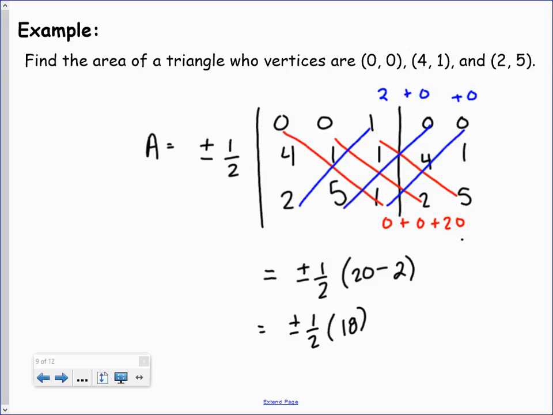And then because it's a positive 18, I would choose to multiply by positive 1/2, so the area of my triangle is 9 square units.